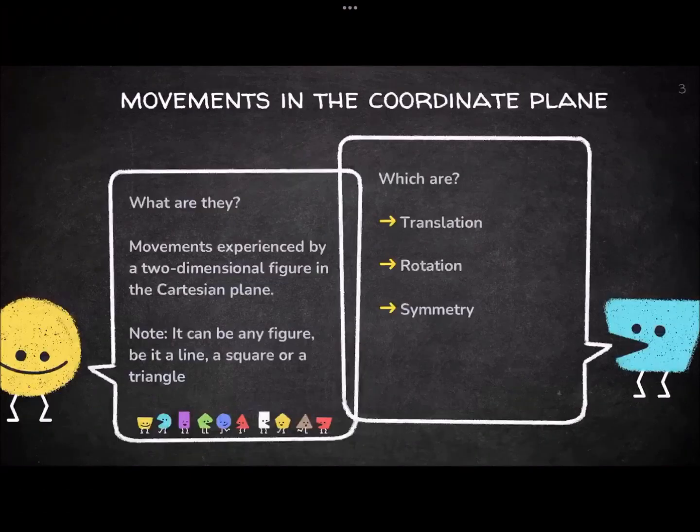First of all, what are they? They are movements experienced by a two-dimensional figure in the Cartesian plane. They can be any figure, be it a line, a square, or a triangle, whichever you want. We're going to see three: the translation, the rotation, and the symmetry.